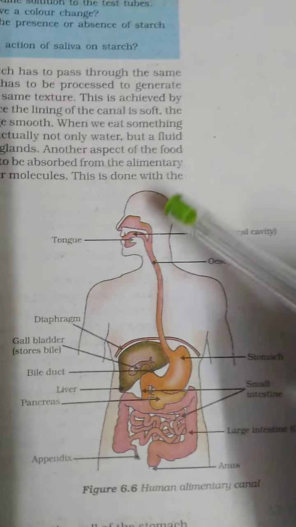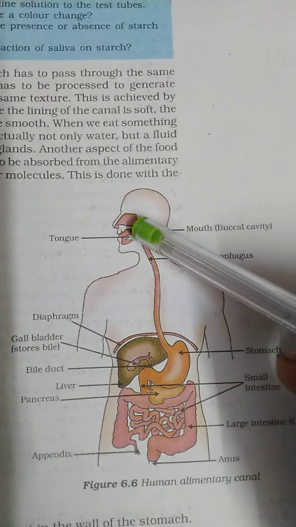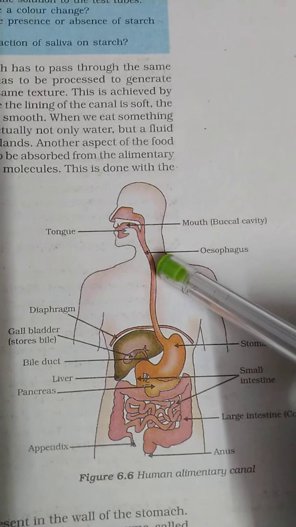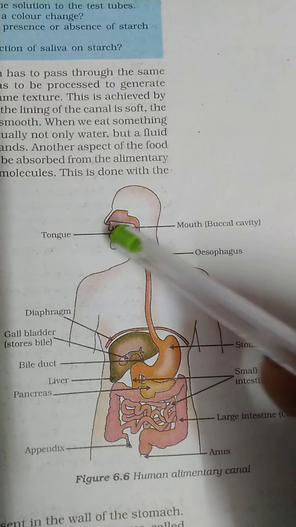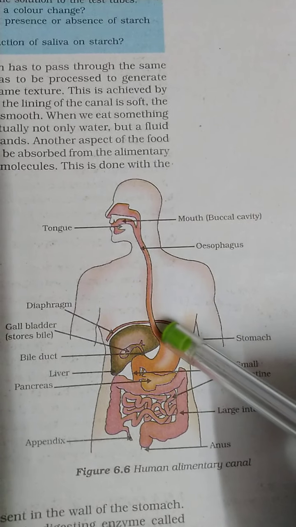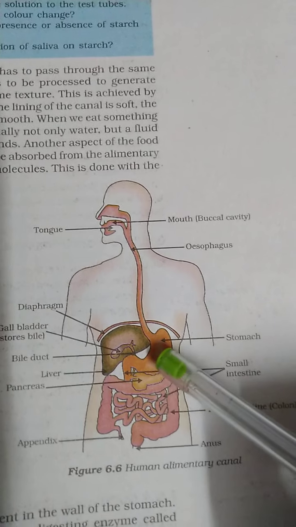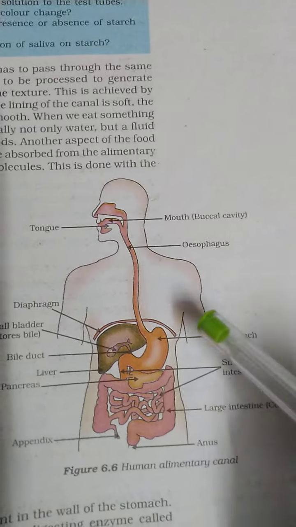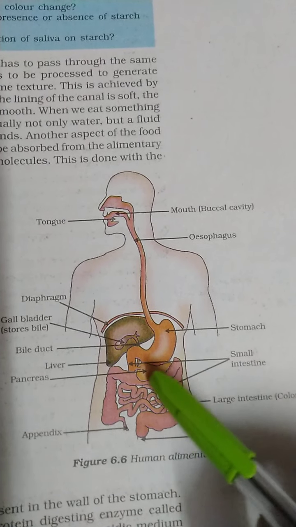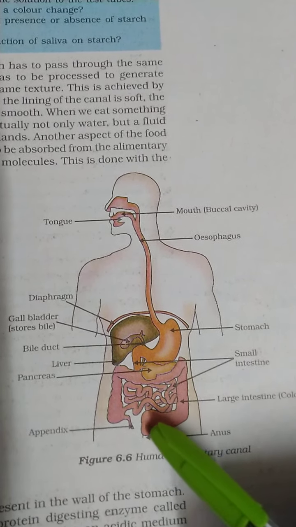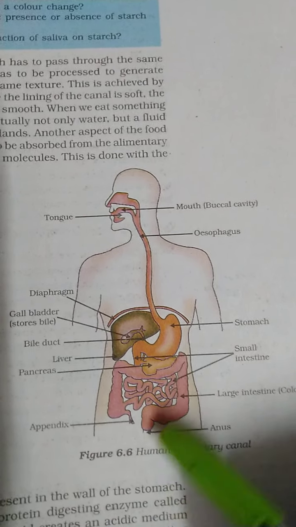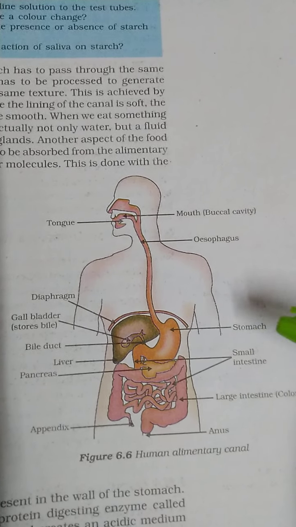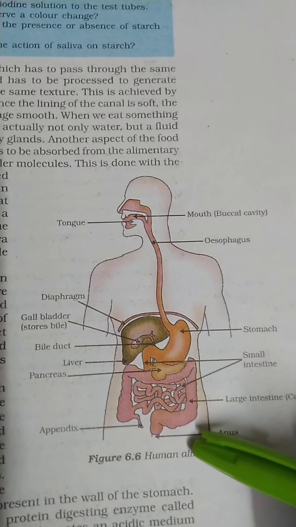Now this is the mouth. So it starts from the mouth, then the tube goes straight up to the stomach. This is the esophagus. The alimentary canal starts with the mouth and leads to the esophagus. The esophagus connects to the stomach. This is the stomach, and from the stomach the tube continues to the small intestine, and the small intestine then ends into the large intestine. The last part of the large intestine is the anus. That means the alimentary canal consists of the mouth, esophagus, stomach, small intestine and large intestine.